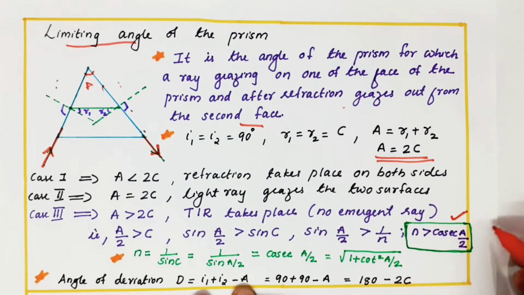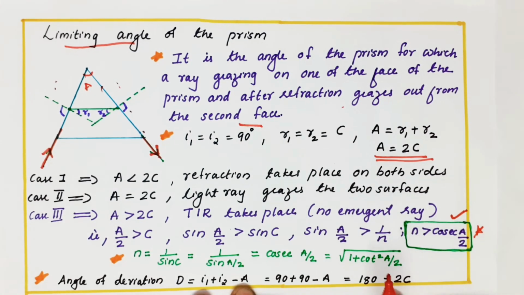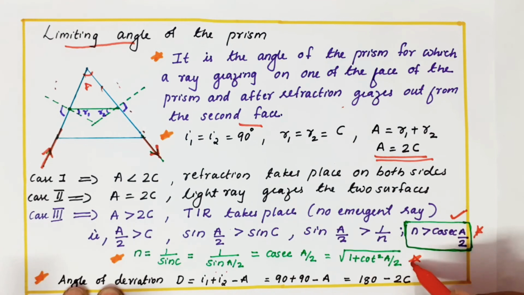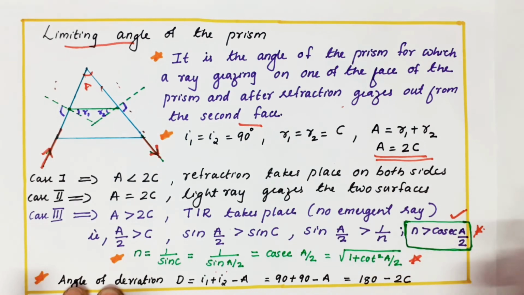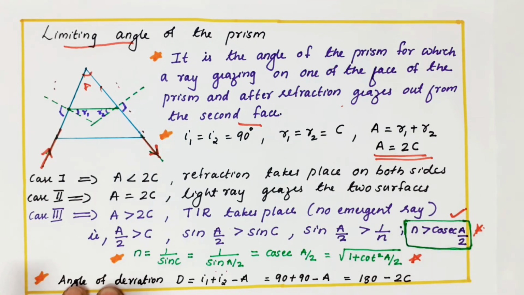Very important condition. This also they ask for exam. n greater than cosec A by 2. I can take this in another form. Same thing, n equals 1 by sin C. We can write it as 1 by sin A by 2, we can write it as cosec A by 2. We can write that also equal to root over 1 plus cot square A by 2. Cosec theta we can write in this form. Any form, I have seen questions like this. I already did many questions of this type. So these conditions they will ask.